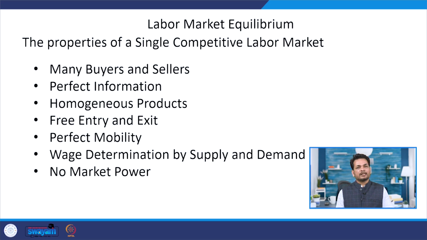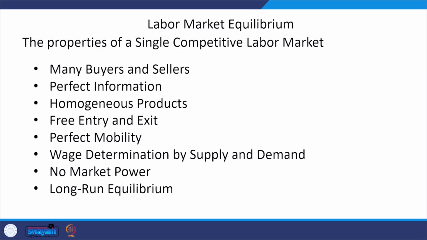Further, there is no market power. Both the agents, the buyers and sellers, do not have any market power to influence the market outcomes. In a competitive labor market, no single employer or group of employers has the ability to influence the wages or employment conditions through monopolistic practices or collusion. Instead, wages and working conditions are determined by the market forces, demand and supply. So, no individual has the market power to influence this.